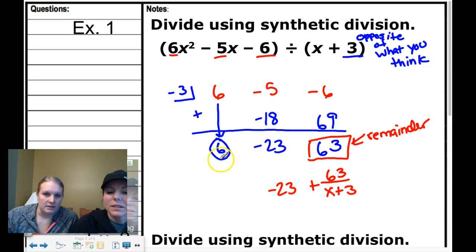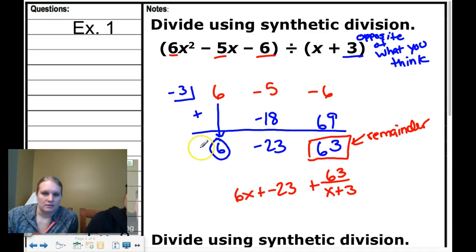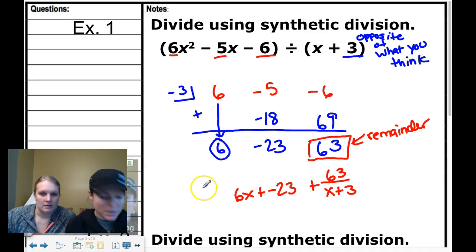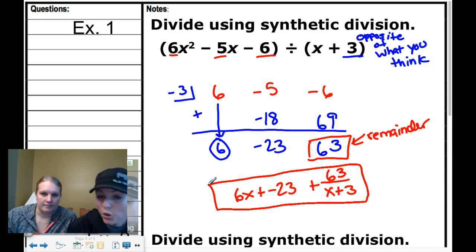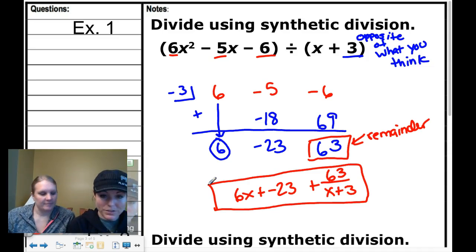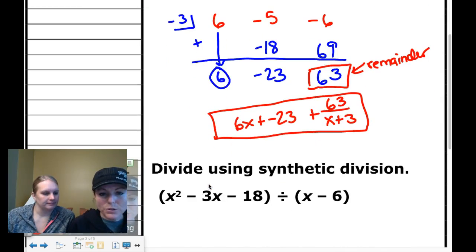And then next is an x. So 6x. And if we would have kept going, we would have went x squared and so forth. But the key is our answer. The dividend is a degree of 2, so your quotient has a degree of 1, and we are done. Pretty straightforward. All right, so let's scroll down to example.